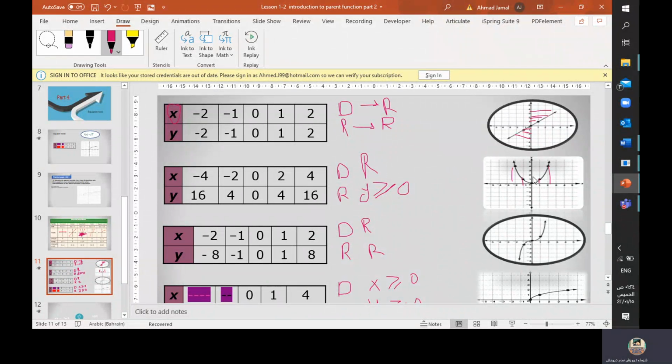What's the range here? There are some values of y, this value of y, this value of y. Is there any value of y in this graph below? No. So negative numbers, no. So y greater than 0 only. Here, is there a value in x? Yes. Is there a value in y? Yes. So all real numbers.